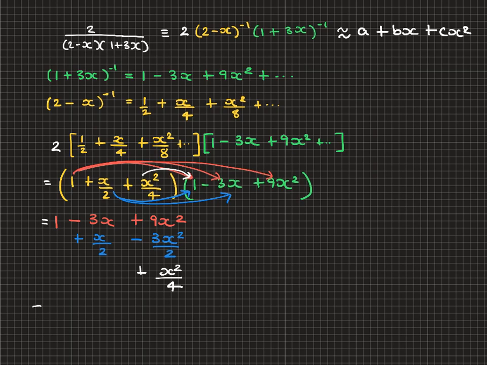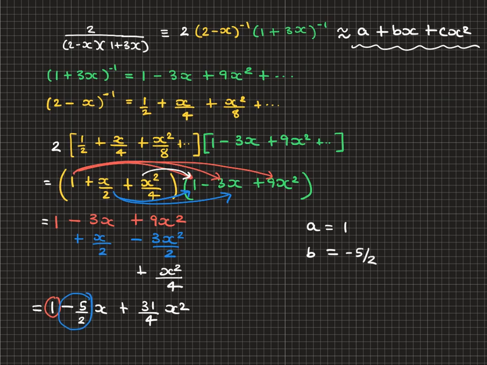I'm now going to simply add all these together to collect like terms, so adding vertically down, so that gives me 1 minus 5 over 2 x plus 31 over 4 x squared. So comparing with this result over here, we can very clearly say that a is equal to 1, b, which is the coefficient of x, is clearly equal to negative 5 over 2, and c, which is the coefficient of x squared, is clearly equal to 31 over 4.